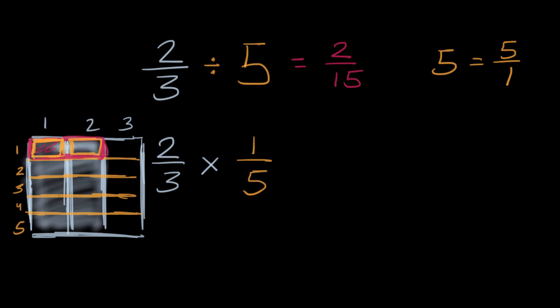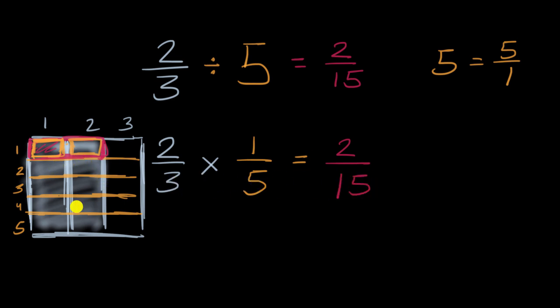And so another way of thinking about this is 1/5 of 2/3, which once again will be this section right over here. And the way you could compute this, conceptually, you see that this is 2/15, but you could also say, well, I can just multiply the numerators when I multiply fractions. 2 times 1 is 2, and then I can multiply the denominators. 3 times 5 is 15.